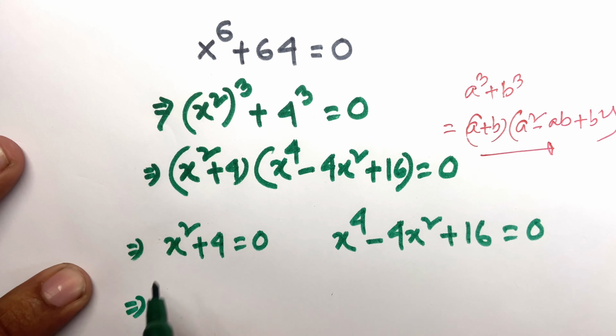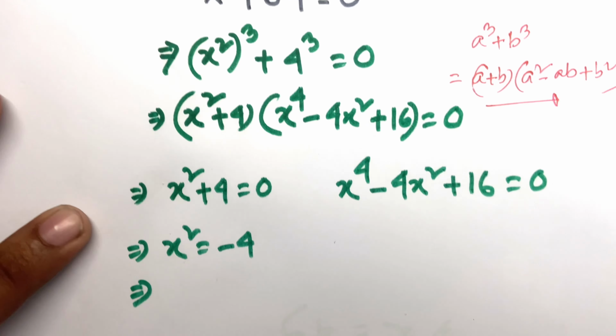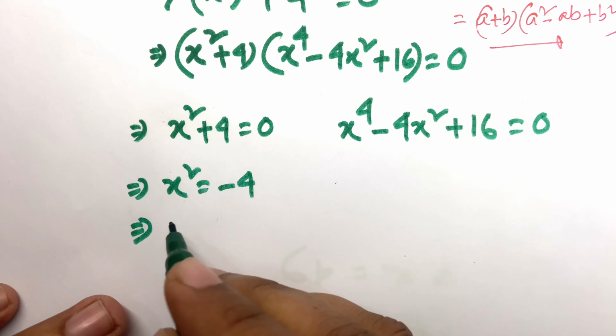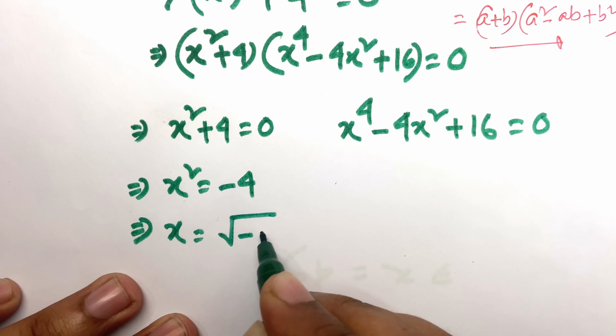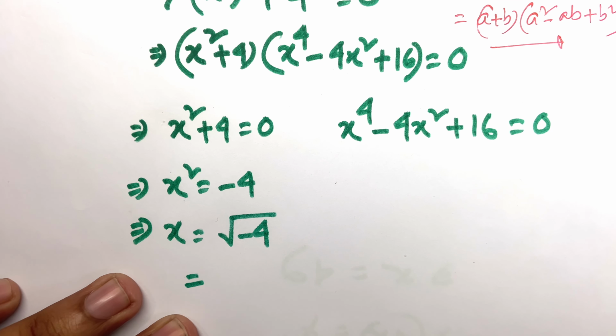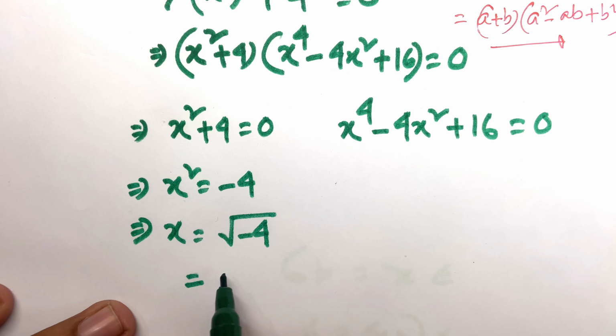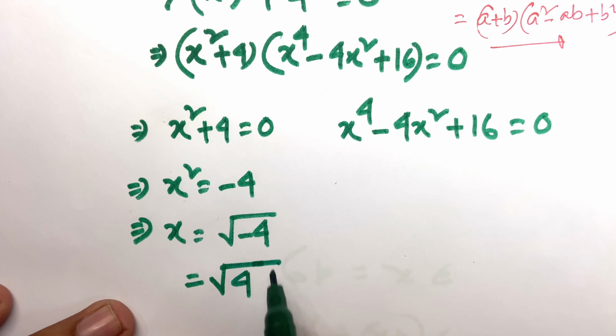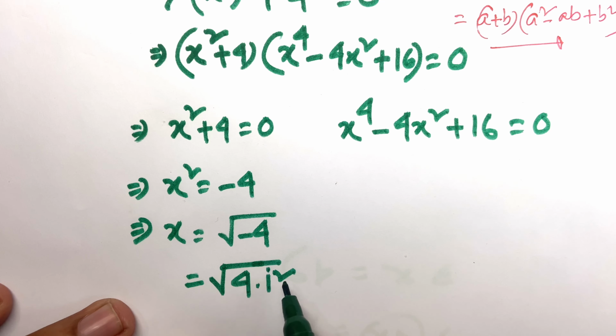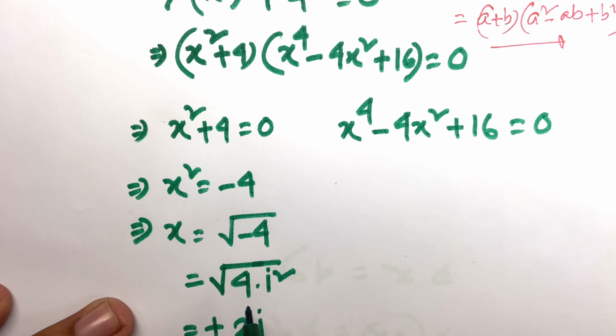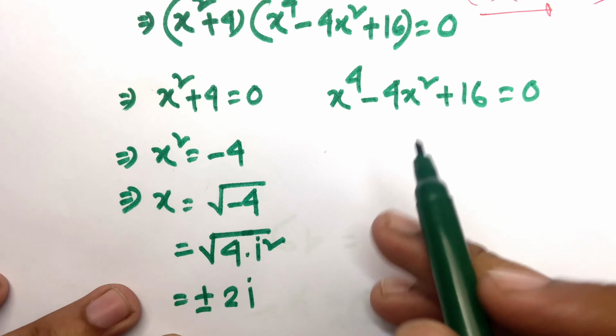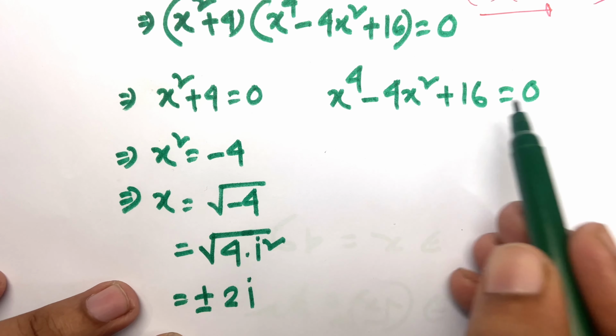Here it is x square equal to minus 4, and I can say x equal to root over minus 4, now root over 4 i square. We know that i square equal to minus 1, so I can say easily plus minus 2i. And here is x to the power 4 minus 4x square plus 16 equal to 0.